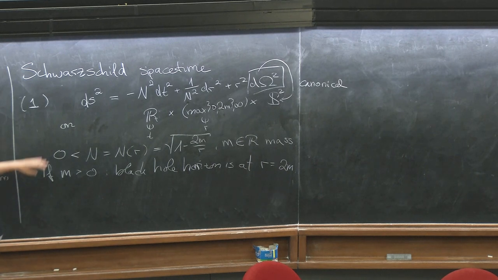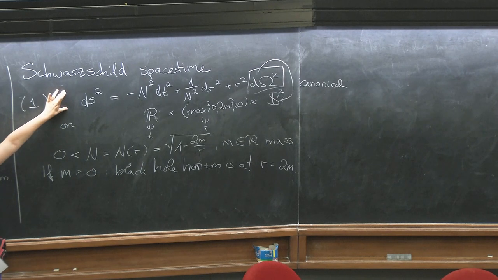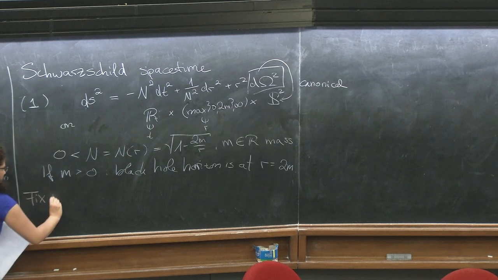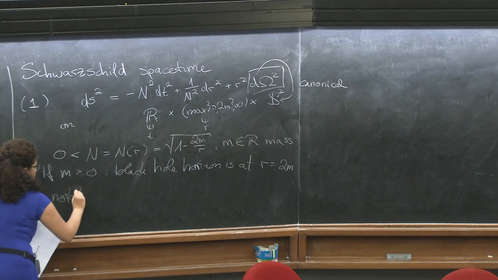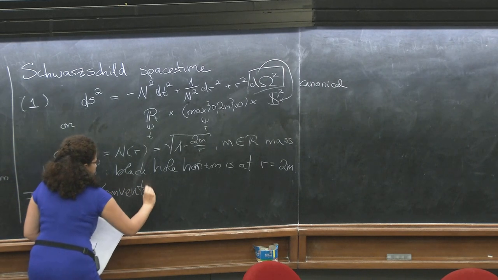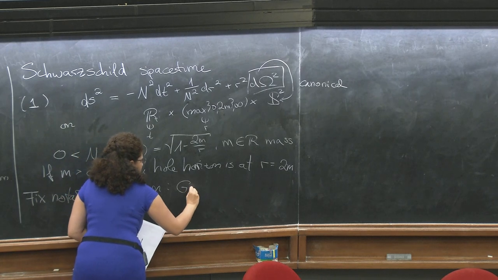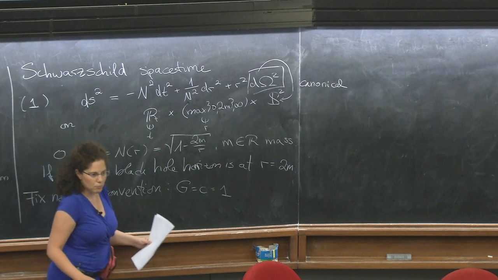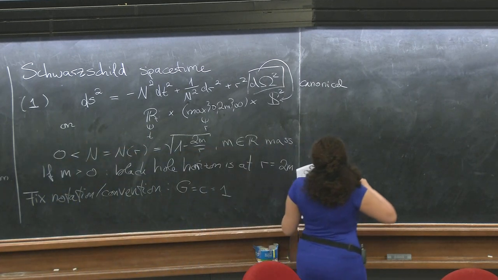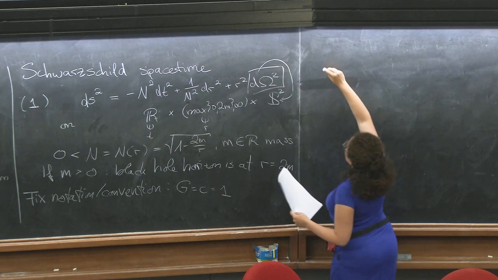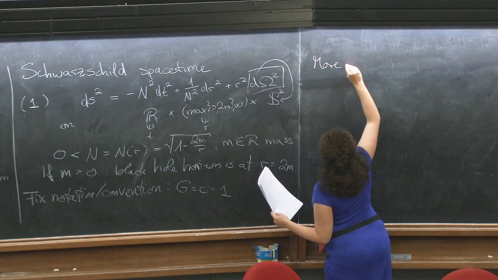Okay, and we'll encounter metrics of this form more generally, and I'll give you some examples. But before I give you examples, let me fix notation or conventions and say that we have the gravitational constant and the speed of light set equal to 1, which I think probably most lecturers are doing here. So, more examples of this form.